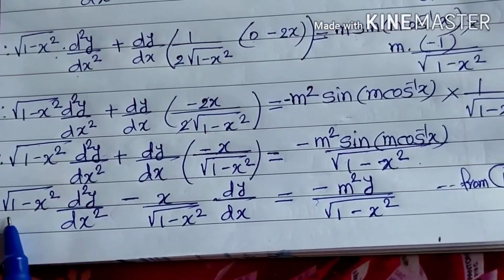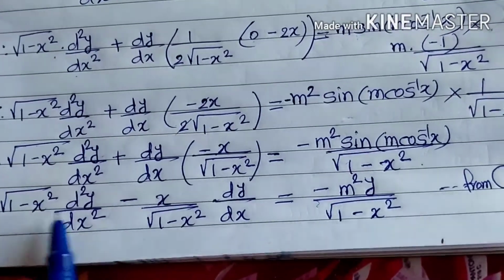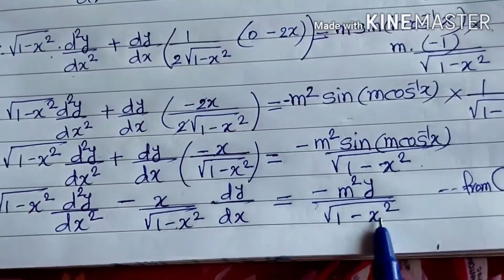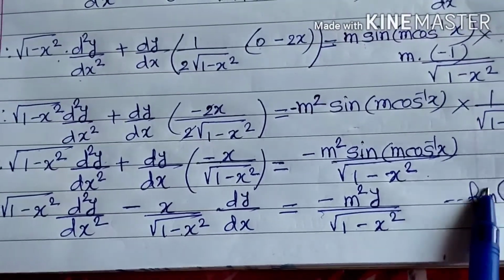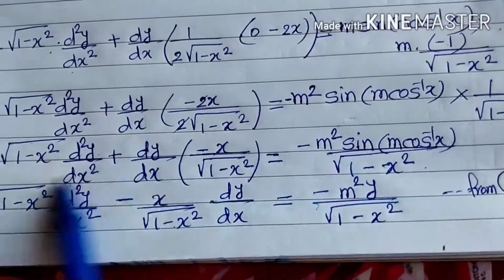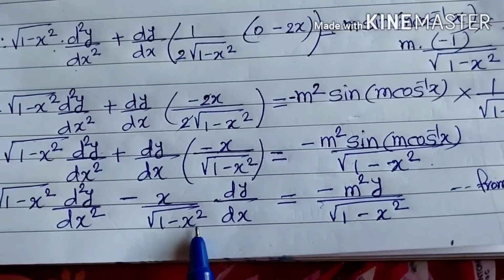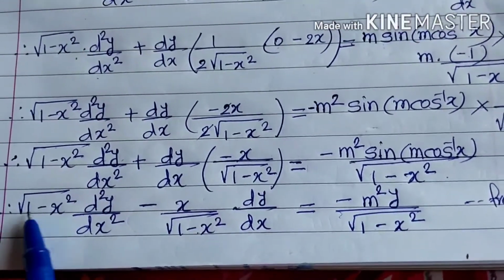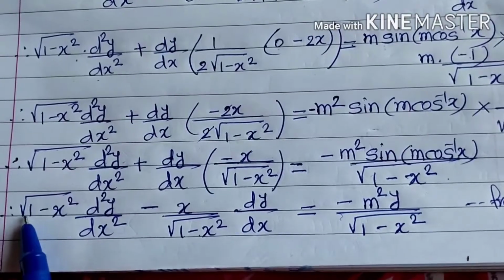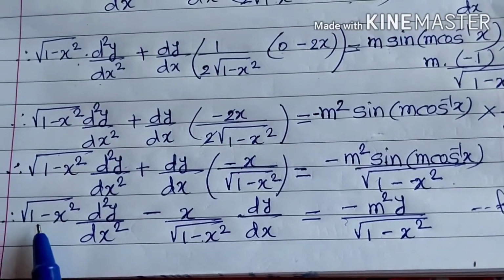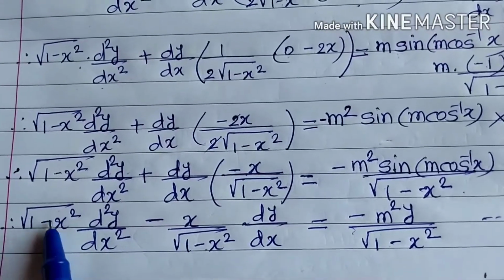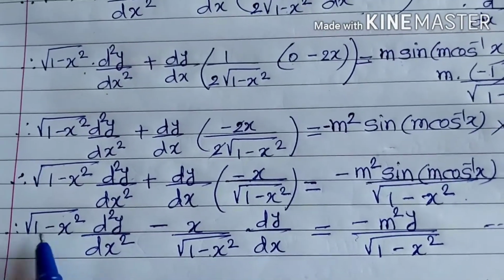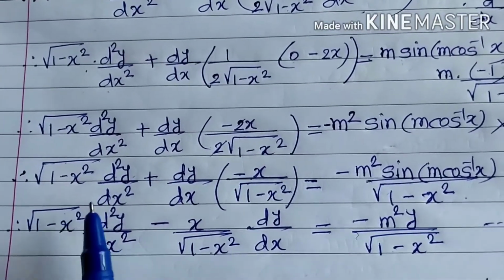Now you can observe it, there is under root of 1 minus x square, there is under root of 1 minus x square, and here is also under root of 1 minus x square. So multiply throughout the equation by under root of 1 minus x square. You get root x into root x will become x, like that under root of 1 minus x square into under root of 1 minus x square is equal to 1 minus x square.